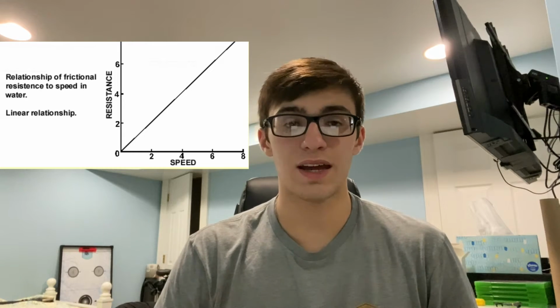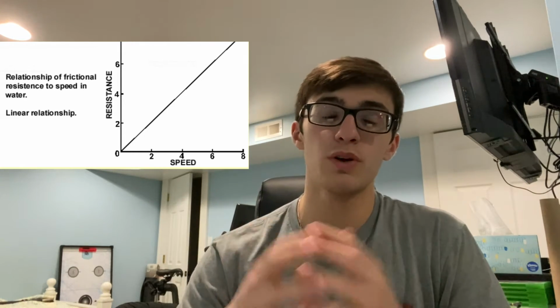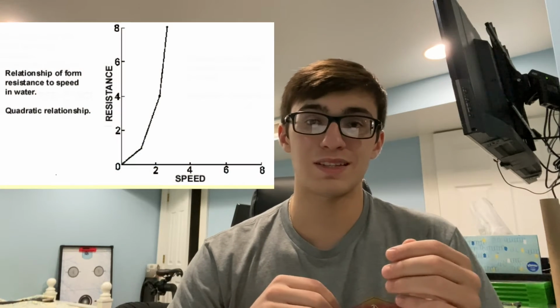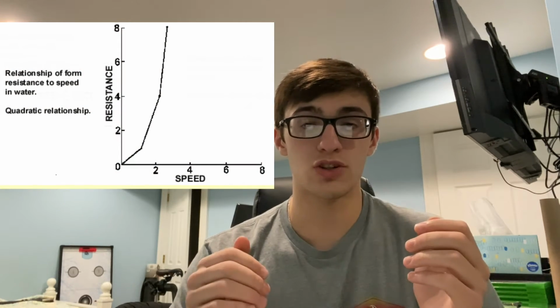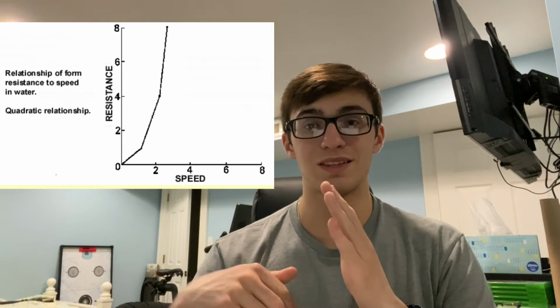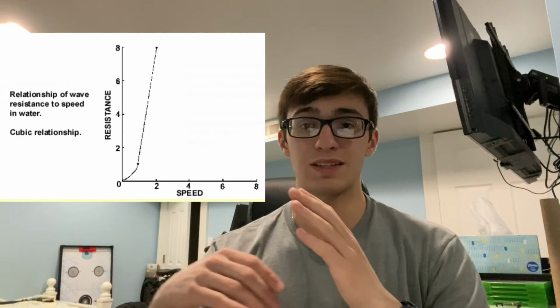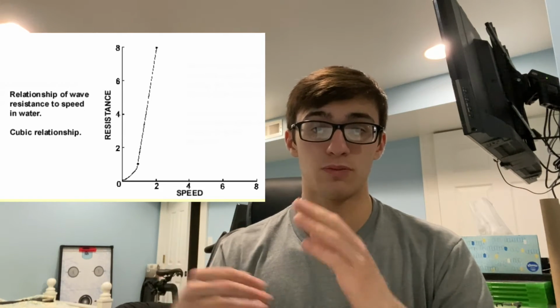Frictional resistance has a linear relationship with resistance and the swimmer's velocity. Form resistance has a quadratic relationship with the resistance and the swimmer's velocity. And wave resistance has a cubic relationship between the resistance and the velocity of the swimmer.